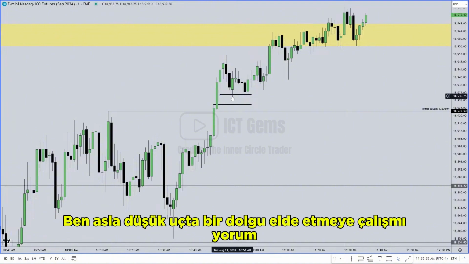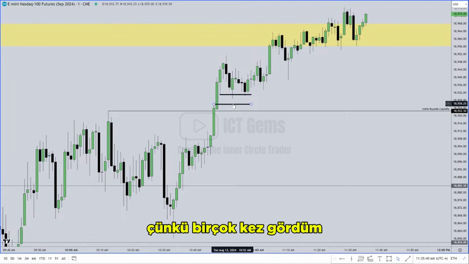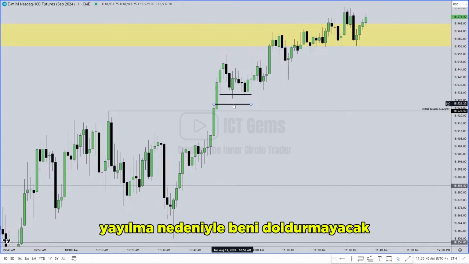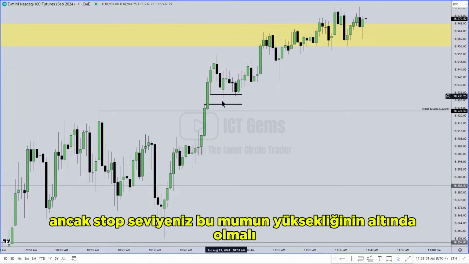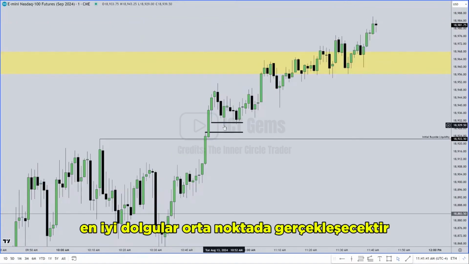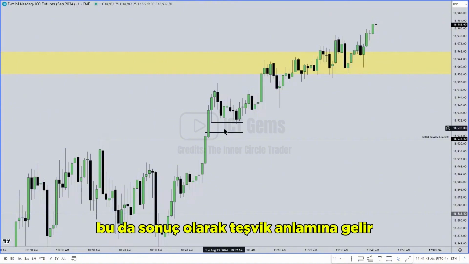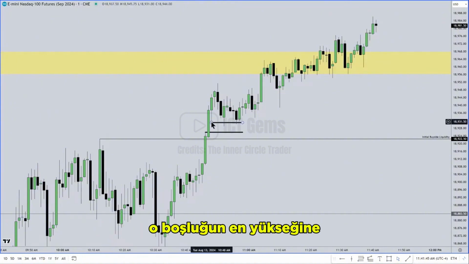I am never trying to get a fill at the low end, because I've seen many times that the market won't go down there, or if it goes down there, it won't fill me because of the spread. So I'm not trying to frustrate myself. But your stop has to be below this candle's high. The best fills are going to occur at the midpoint, which is consequent encroachment, to the high of that gap.